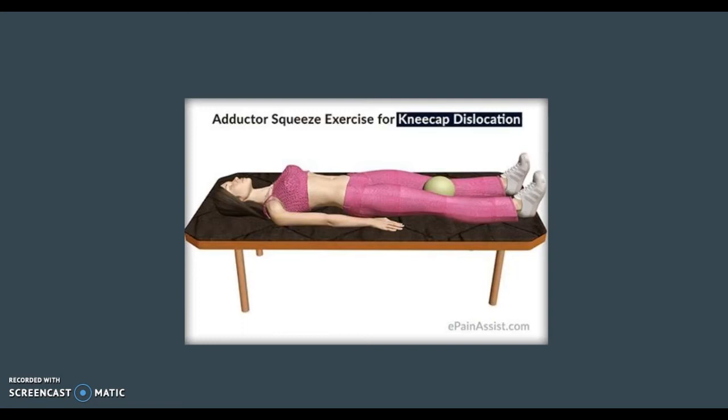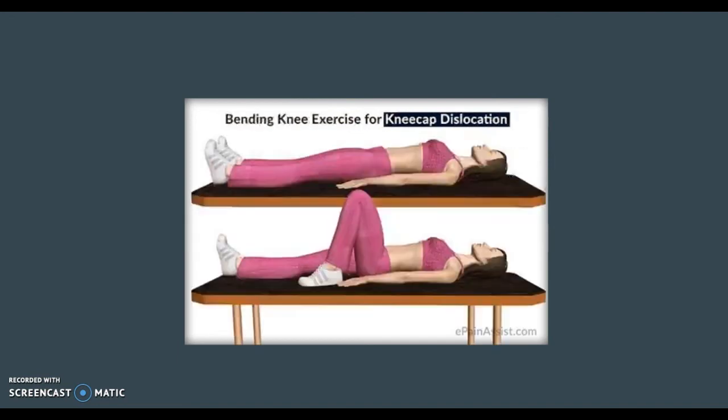The next exercise is the adductor squeeze exercise, and this is done lying down with a Pilates ball placed in the middle of the knees. The knees are then straightened to tighten the thigh muscles or the quads, and the ball between the knees should be slowly squeezed to tighten the inner thigh muscles, the adductors. This is also repeated 10 times after holding each round for 5 seconds.